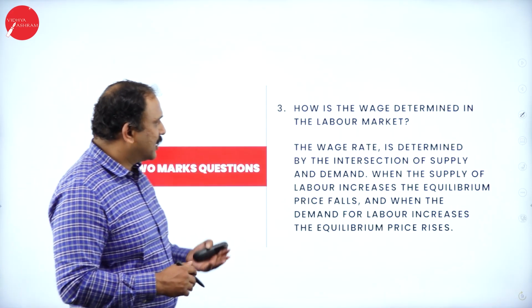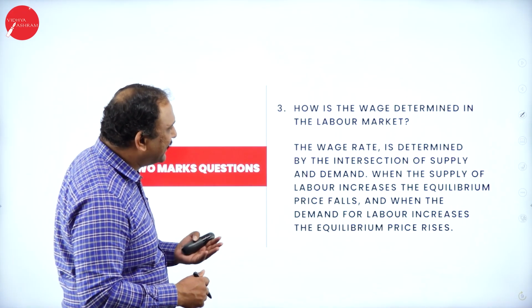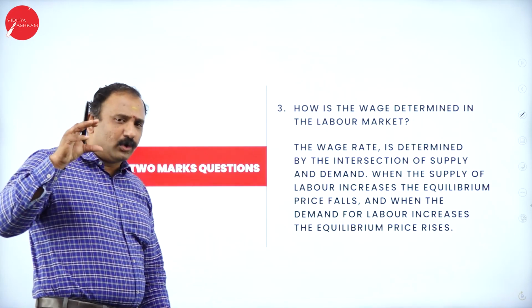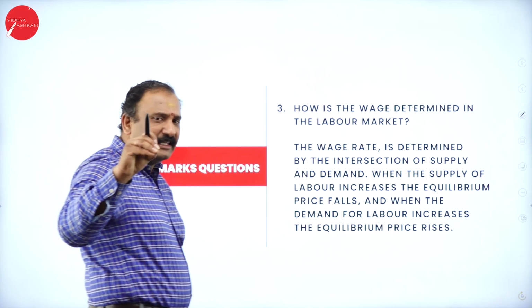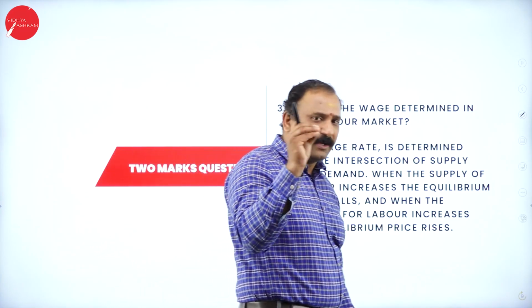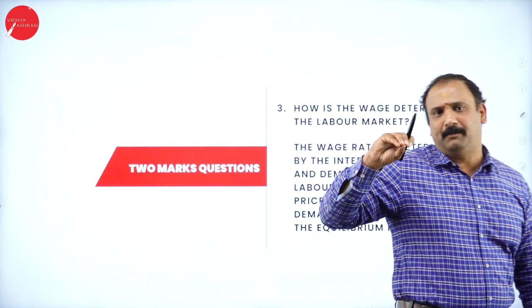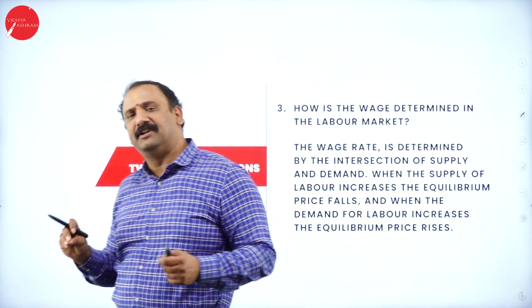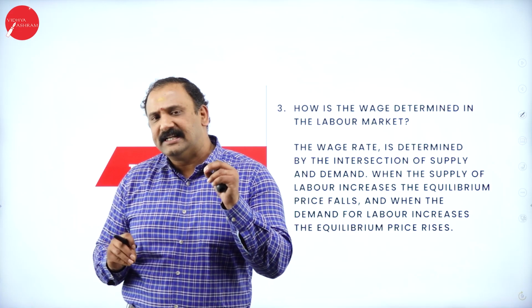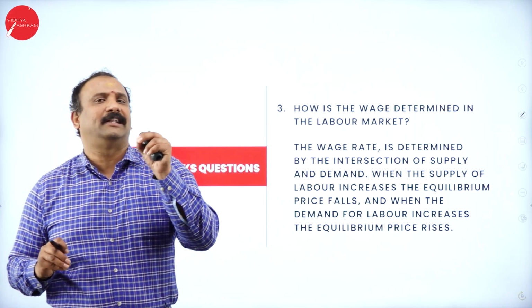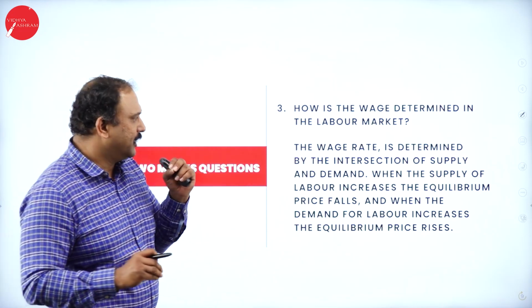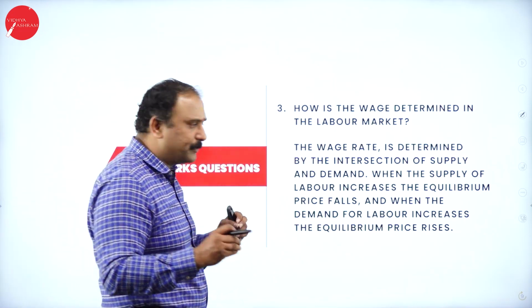Followed by the 2-mark question: the wage is determined in the labor market. How is the wage going to be determined? Whenever you go to the market, there is a value for a laborer. He might be a carpenter, a plumber, an electrician, or he might be working in masonry work. Whatever it is, there is a value for the work that he produces. That is the value for the output that we are talking about. So how is the wage going to be determined?